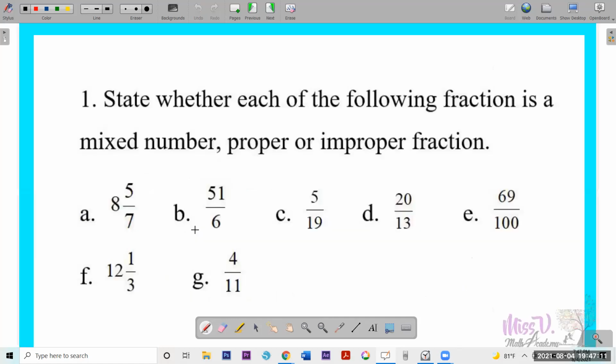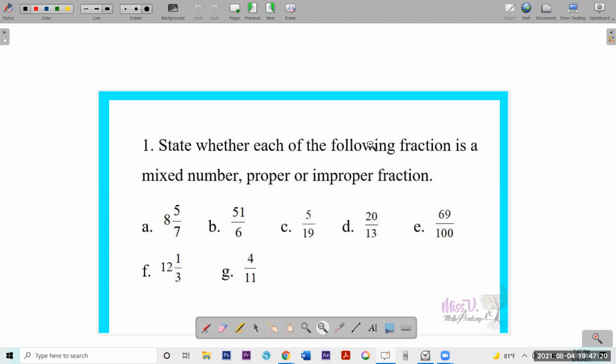Okay, so we're keeping it moving. Now, let's go through this quickly. This is just to make sure we're clear on the different types. So you're gonna state which of the following fractions is mixed, improper, or proper. So for mixed, you can just type M, so you don't have to type out the whole word. For improper, you're gonna type I. For proper, you're gonna type P. Everybody ready? Let's go. A, what is A?